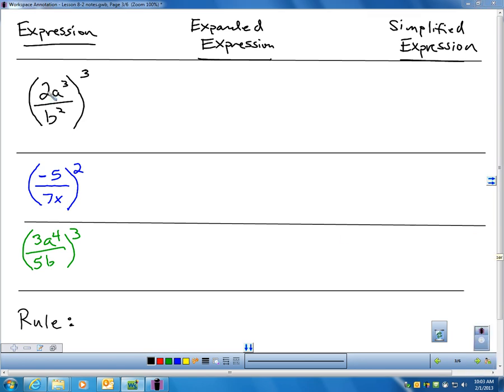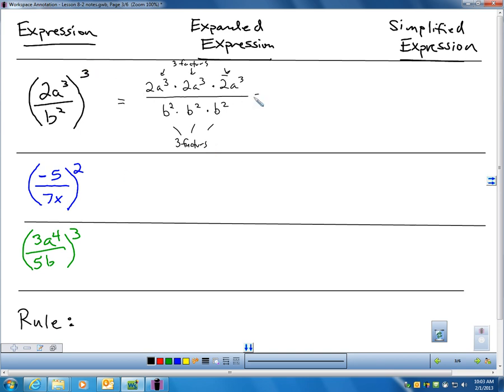Okay, so first of all, I have 2a cubed over b squared, all cubed. Now this means I have three factors of this fraction. So this would mean that I have 2a cubed times 2a cubed times 2a cubed on top, and b squared times b squared times b squared on the bottom. Can you see I have three factors here and three factors here? The reason I say three factors is because we have the third power.